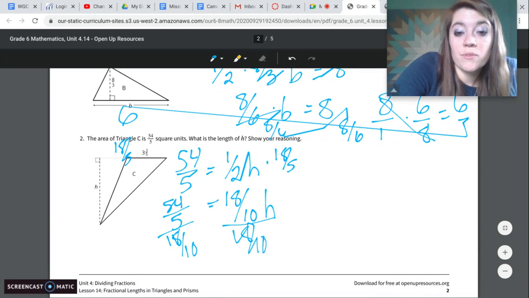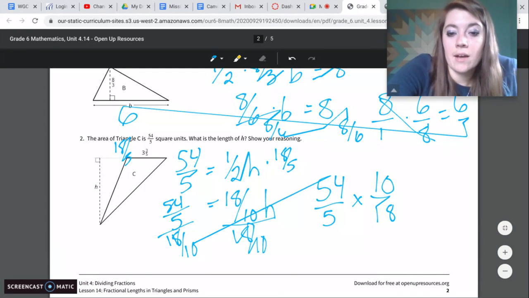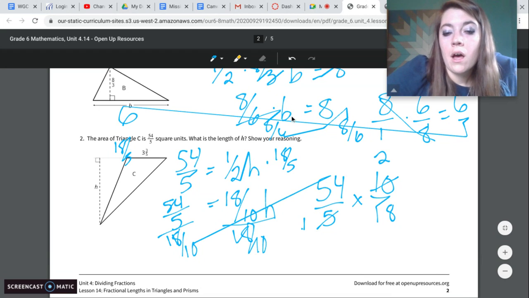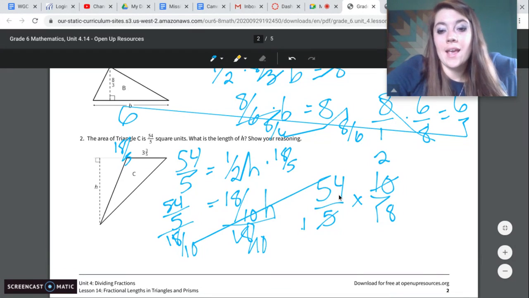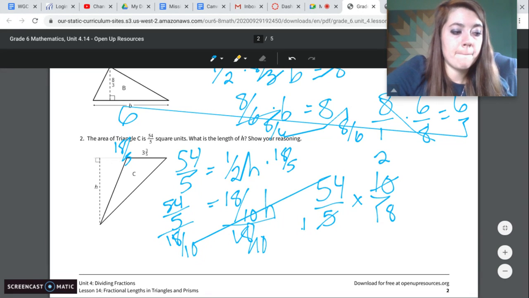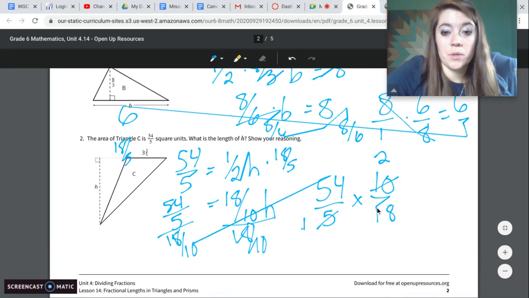So same times flip, 54/5 times 10/18. Now we can simplify these down. The 5 and 10 cancel. This becomes a 1. This is a 2. I apologize for all the strange lines everywhere. It's a 1. It's a 2. The 54 and the 18 can cancel. They are both divisible by 6. So we end up with 9. They're actually divisible both by 9.